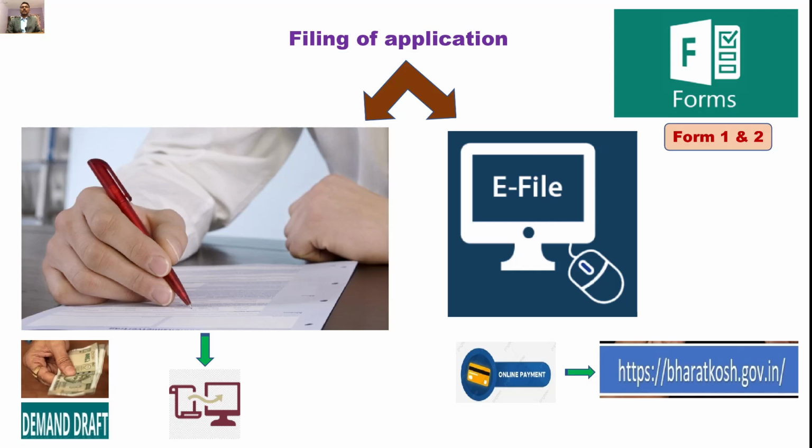Whereas the other traditional method is paper filing. You have to take the prescribed forms and fill them up physically, or take a print of those forms, and you can send them by speed post or registered post, or even deposit them in person at the concerned patent office counter. The applicable fees have to be paid by demand draft, or if you are depositing in person, you can deposit cash at the cash counter of the concerned patent office.